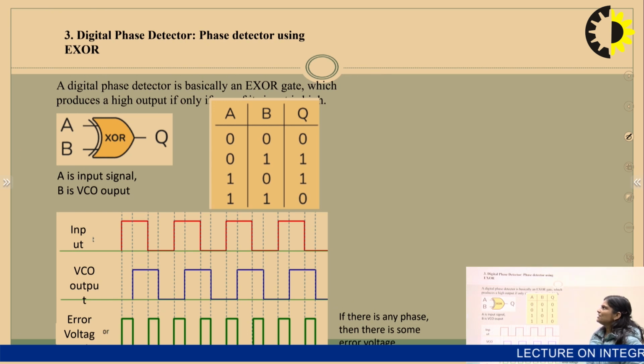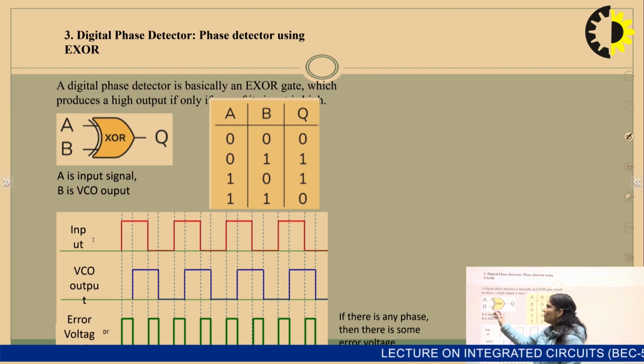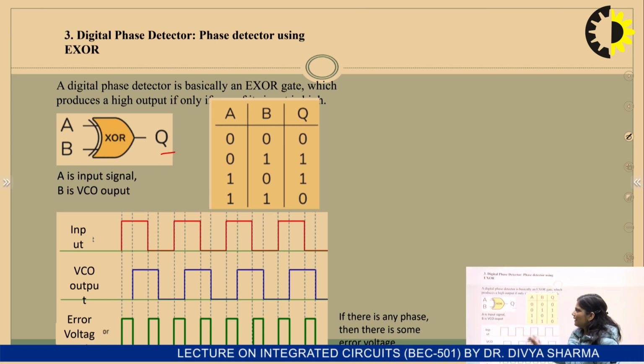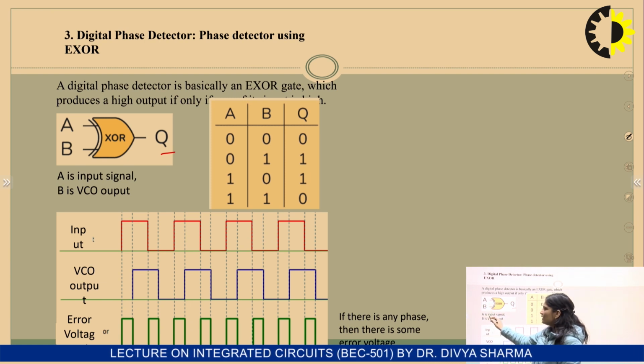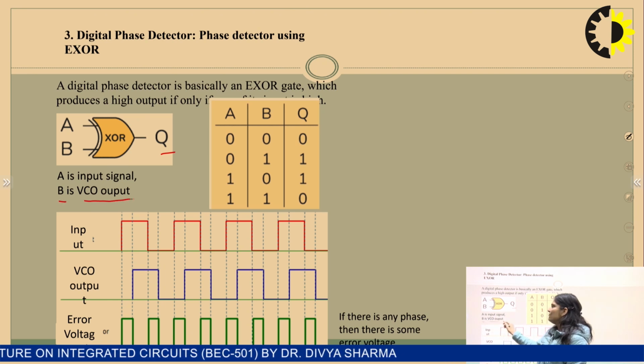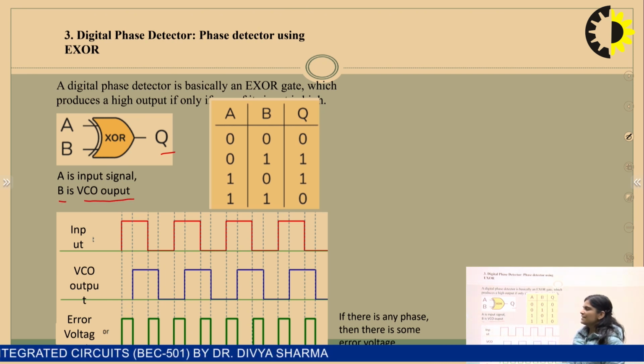Now the third application is the phase detector using an XOR gate. Here you all know this is an XOR gate. A and B are your inputs and Q is the output for this XOR gate. And if we are talking in terms of PLL, A is the input signal and B is the VCO output. So our digital phase detector is basically an XOR gate, which produces a high output if and only if any one of these two inputs is high.